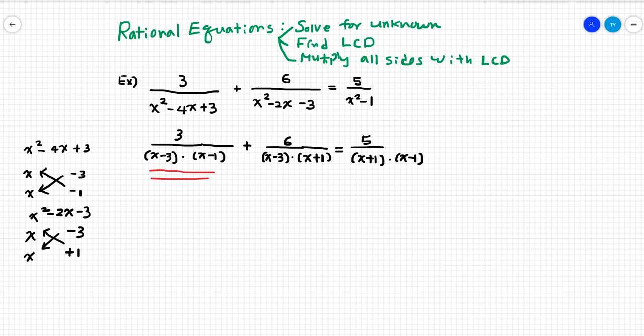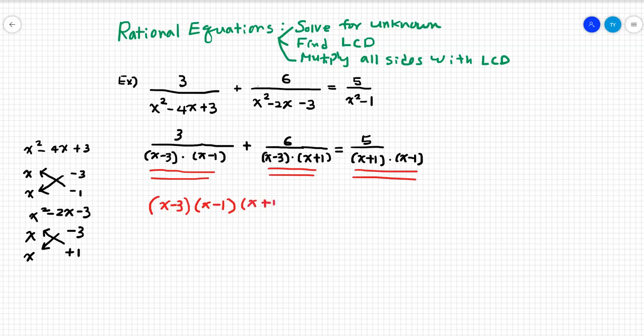So you got x minus 3 times x minus 1, x minus 3 times x plus 1, and x plus 1 times x minus 1. So in any case, since these two terms have x minus 3, I'm going to use that. So I'm going to have x minus 3. This one has x minus 1 and this one has x minus 1, but this one doesn't have it, so I'm also going to need x minus 1. This one has x plus 1 and this one has x plus 1, but this one doesn't, so we're going to have x plus 1 there.